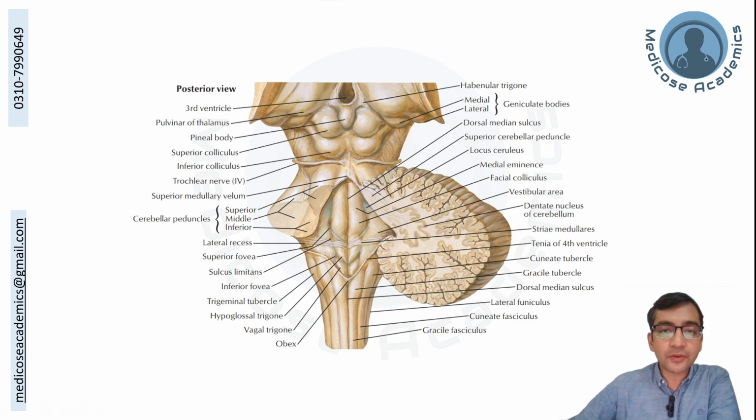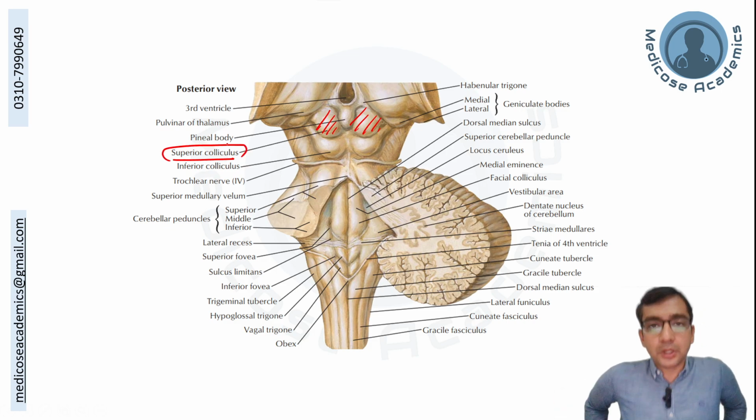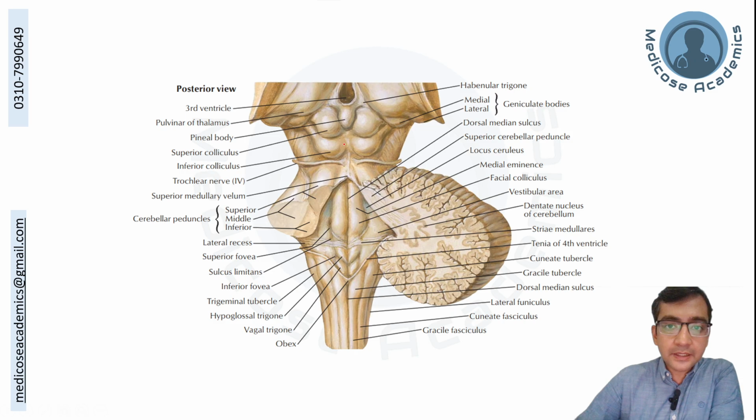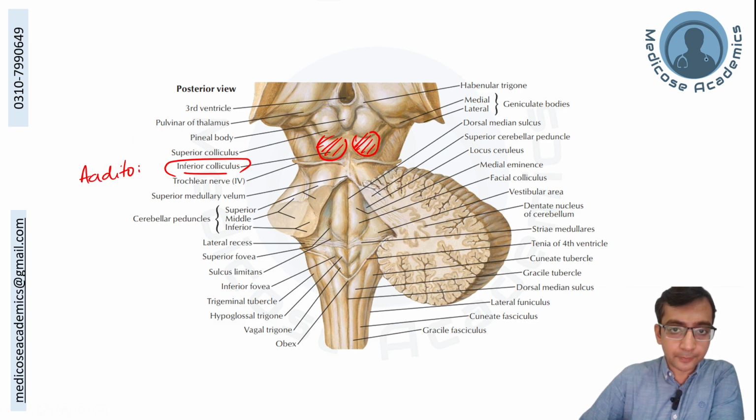Okay, let us see what is on the back aspect of the midbrain. On the back aspect of the midbrain, you can see these two paired areas. So this is the superior colliculus. It is responsible for various reflexes in the visual function. And then these areas are called inferior colliculi, and they are majorly responsible for auditory function and hearing.